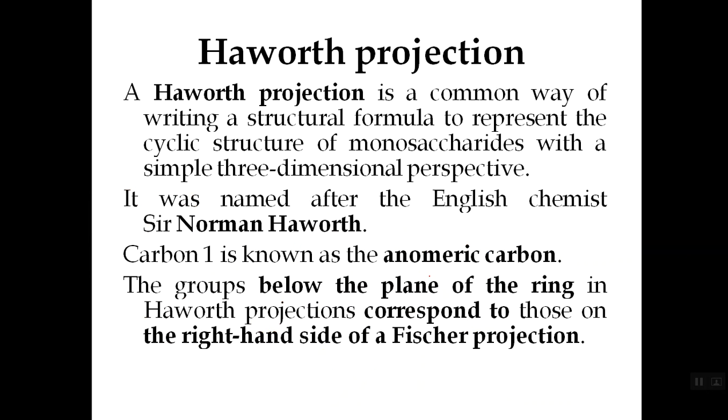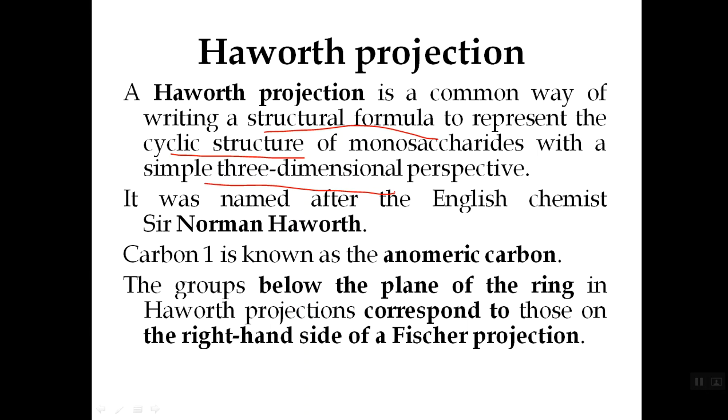Now we'll move on to Haworth projection. Haworth projection is a common way of writing structural formula to represent the cyclic structure of monosaccharide with a simple three-dimensional perspective. Our Fischer projection is two-dimensional, but Haworth projection is three-dimensional, and it has the cyclic structure.